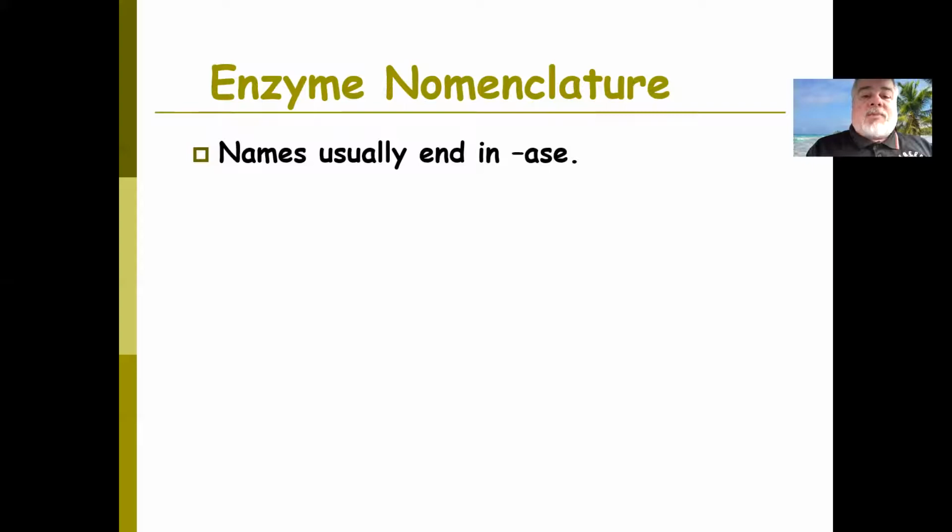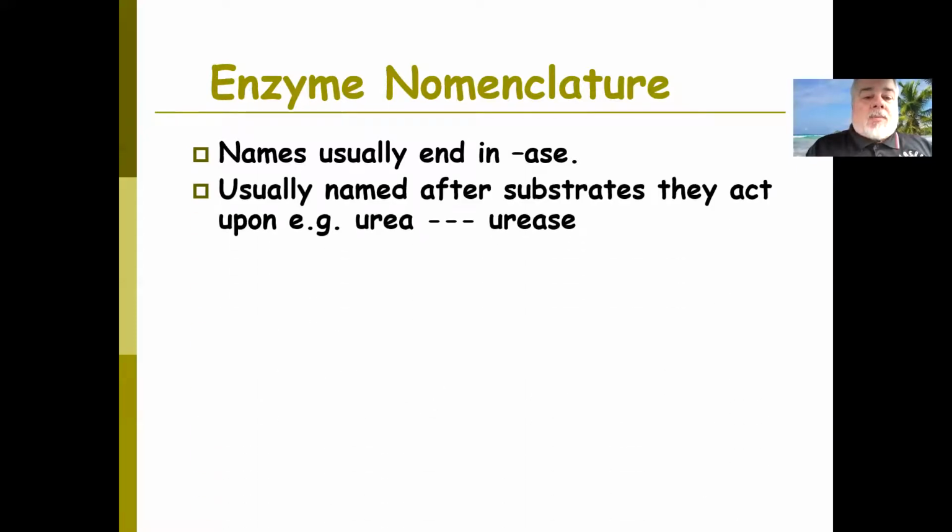So enzymes usually end with the ASE suffix: protease, amylase, etc. They are usually named after the substrates they act upon. So for example, urea, which is a protein compound in everybody's body. It is a product made from the breakdown of proteins. It's also a great fertilizer. You can fertilize crops with this.